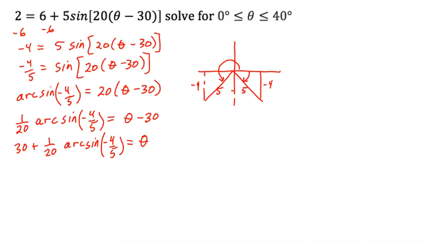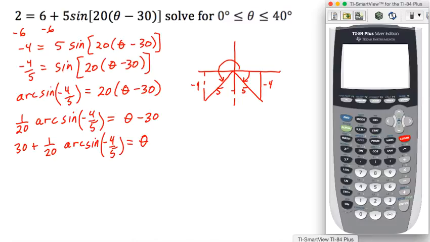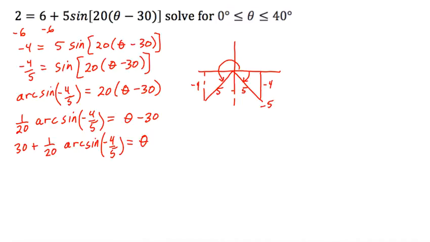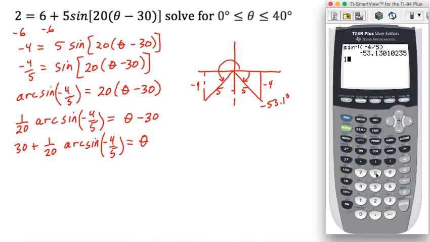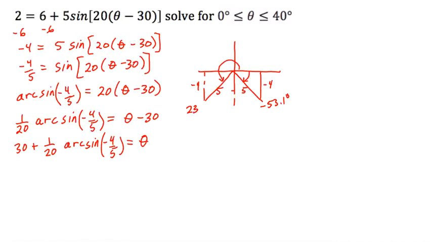I need them both. And the way I'm going to start doing that is by taking the inverse sine of negative 4/5. That is negative 53.1 degrees. And in quadrant 3, that would be 180 minus that thing, which is 233.1 degrees. Yes, that is a third quadrant angle. I recognize it. So my general solution for the arc sine of negative 4/5 are these two things.